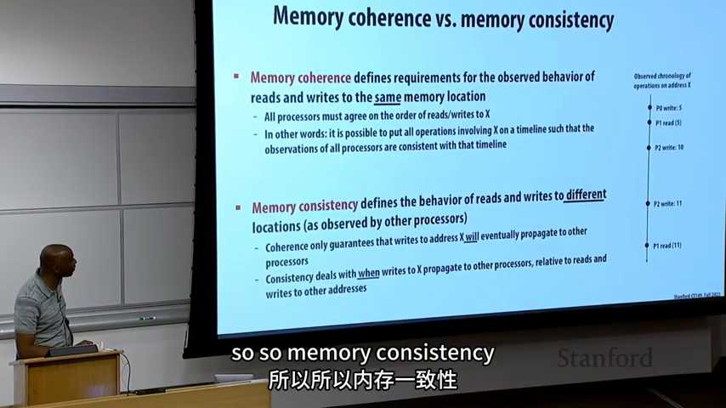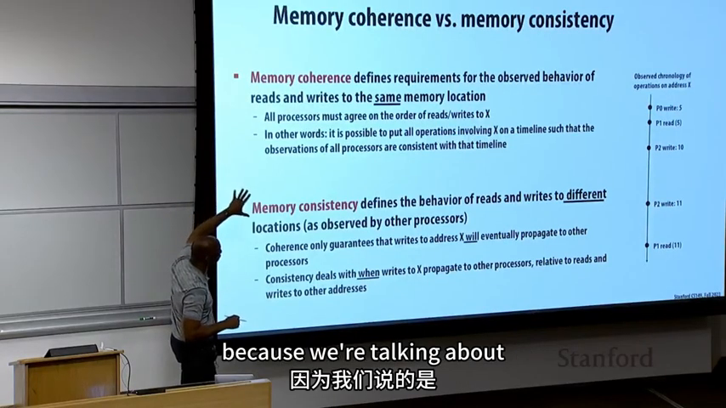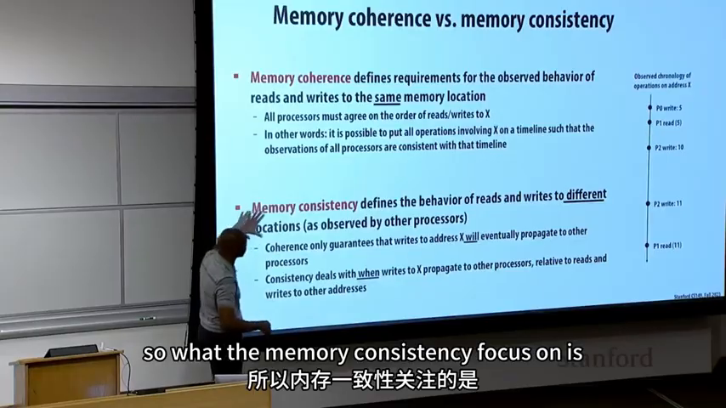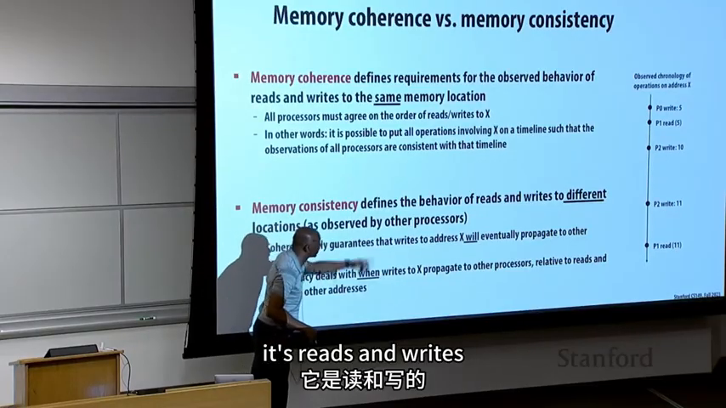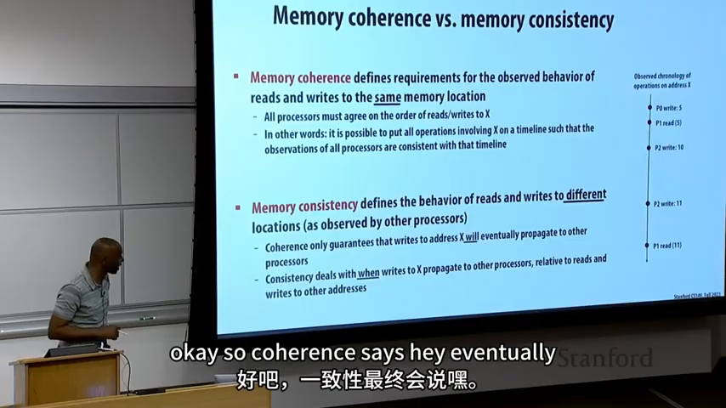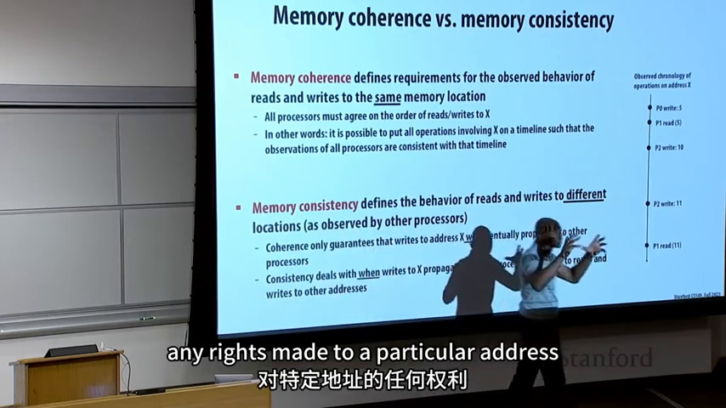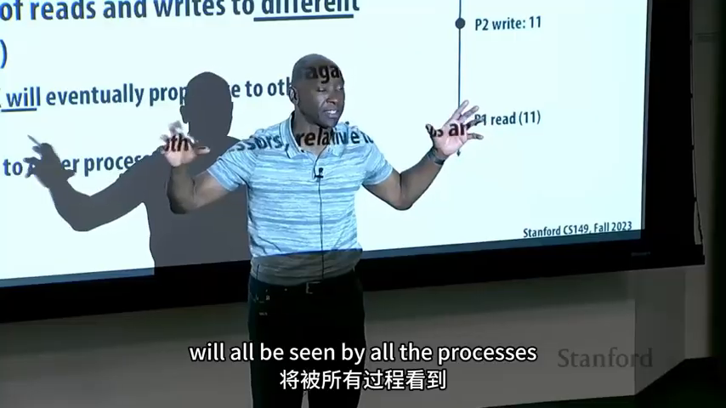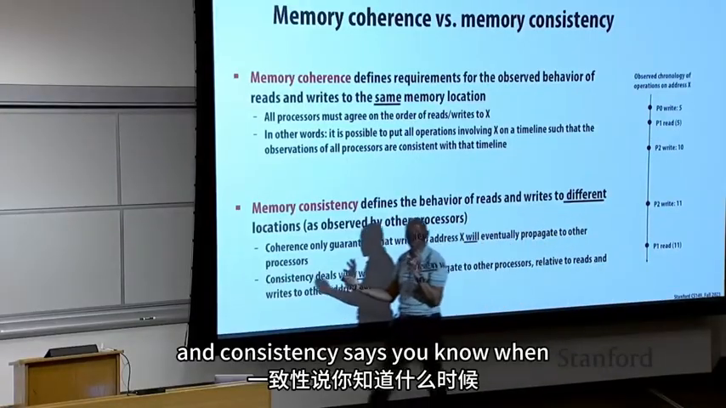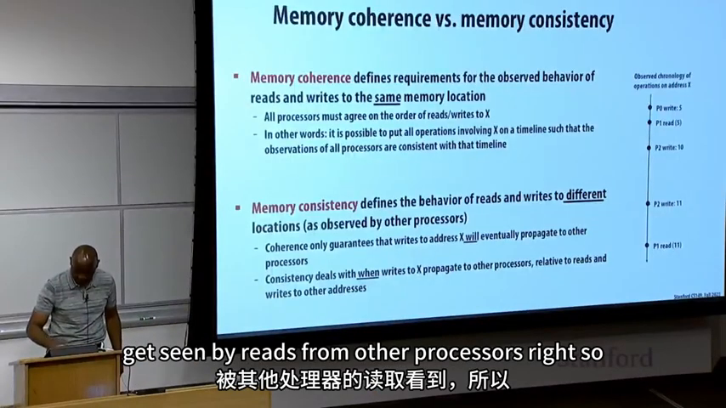Memory consistency differs from memory coherence because we're talking about multiple different addresses. Memory consistency focuses on reads and writes to different locations as observed by different processors. Coherence says that eventually any writes made to a particular address will be seen by all the processors in the same order. Consistency says when reads and writes to different addresses get seen by reads from other processors.